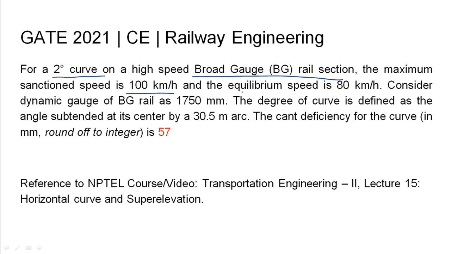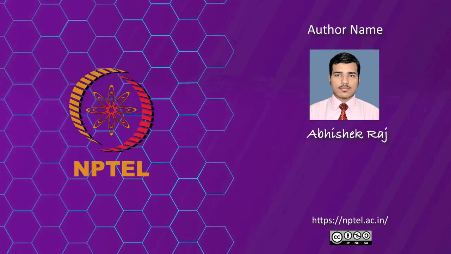So the degree of a curve was given for a broad gauge rail section. The maximum speed and the equilibrium speed were given. The gauge length was given and the arc length was given. The cant deficiency was found out to be 57 millimeters. The relevant NPTEL reference has been cited.